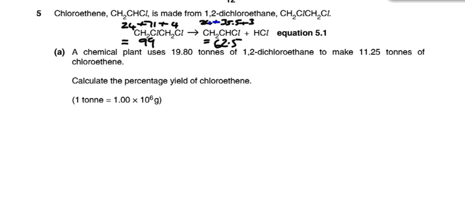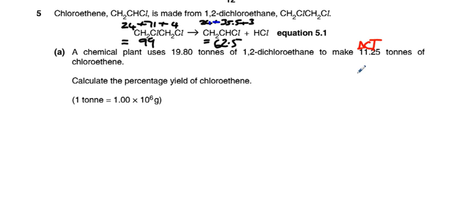So we've got chloroethene, and the formula is made from 1,2-dichloroethane. A chemical plant uses 19.8 tons of dichloroethane. So we're starting off with 19.8 tons of this, and it makes 11.25 tons of chloroethene. So this is what is actually made. So this is our actual mass.